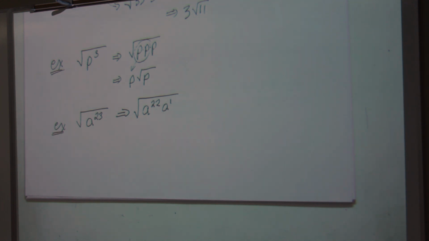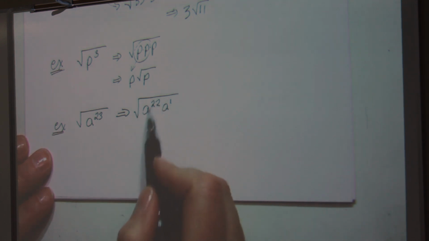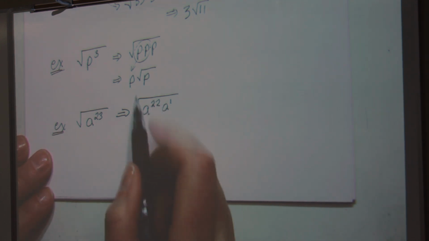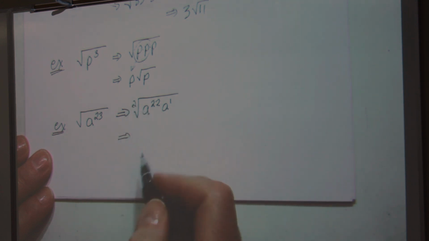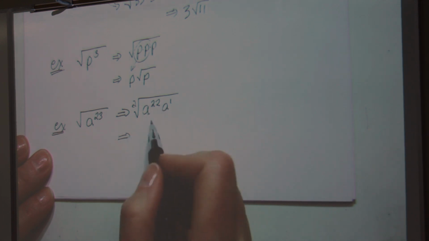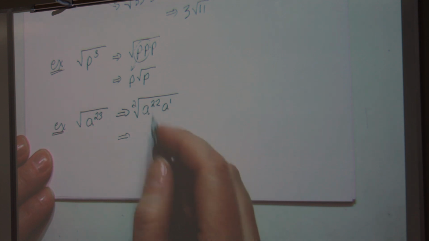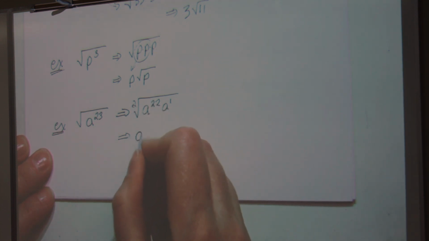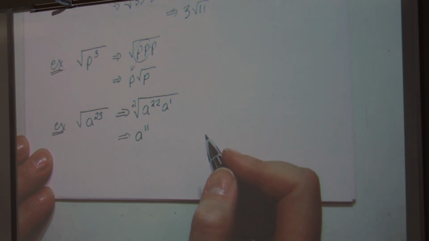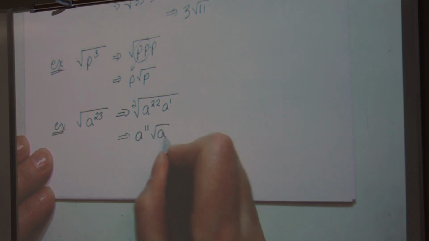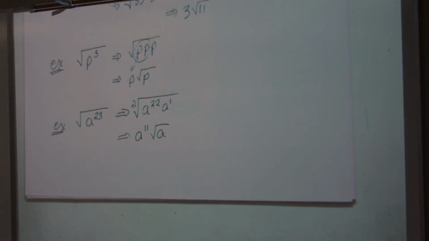Because variables work differently, take the 22 divided by your index of 2. What would you get as far as a number? 11. 22 divided by 2 is 11, right? 11 times 2 is 22, correct. So I would have 11 groups of a, but notice I have 1 left over. So it just stays in the fridge. So I have a to the 11 times the square root of a.